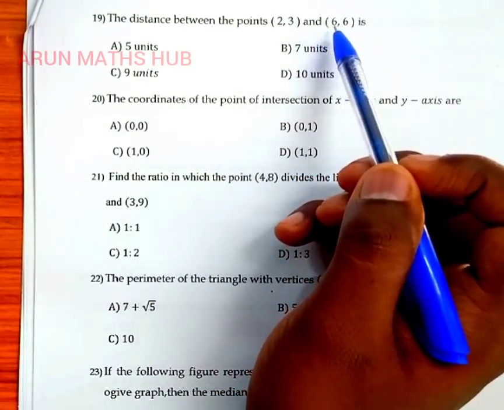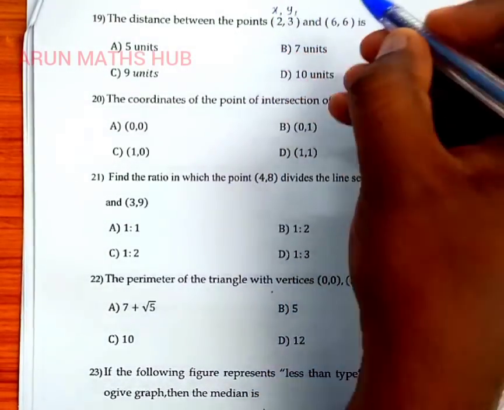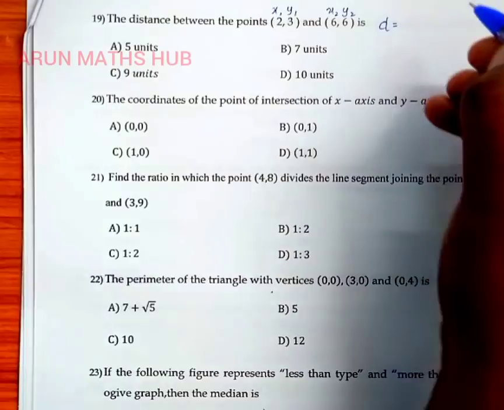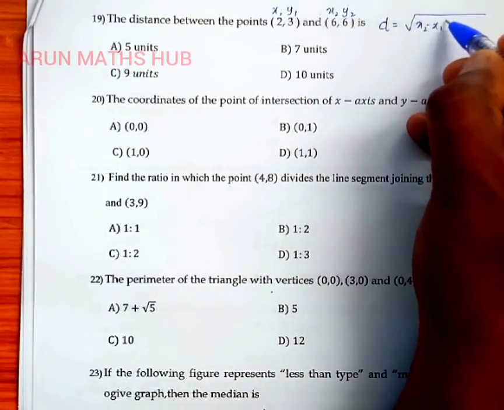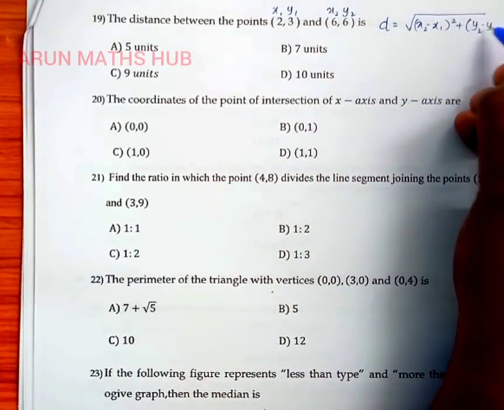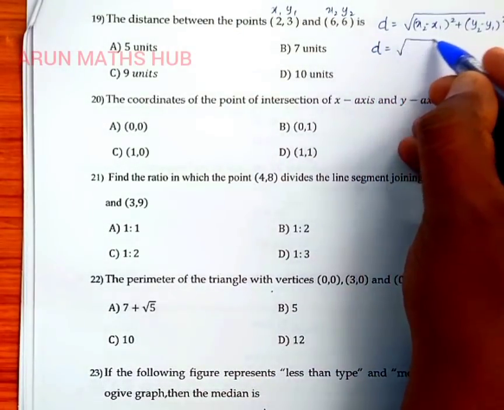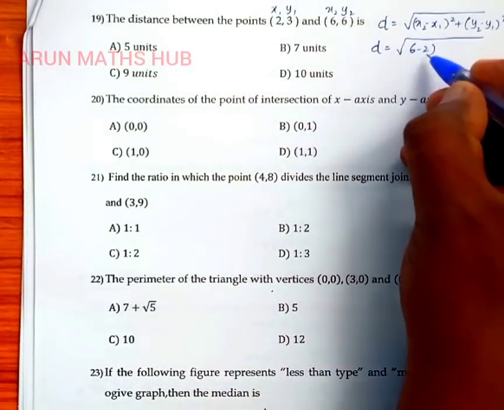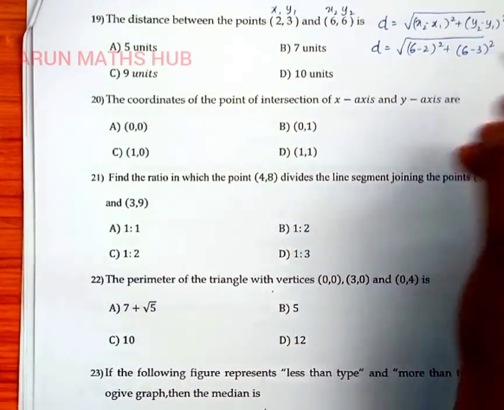Question number 19. The distance between the points (2, 3) and (6, 6). (2, 3) will become x1, y1. (6, 6) is x2, y2. Therefore, distance formula D equals square root of (x2 minus x1) whole square plus (y2 minus y1) whole square. Now, D equals square root of, what is x2 minus x1, that is 6 minus 2 is 4, square. The same, what is y2 minus y1, that is 6 minus 3 is 3, square.